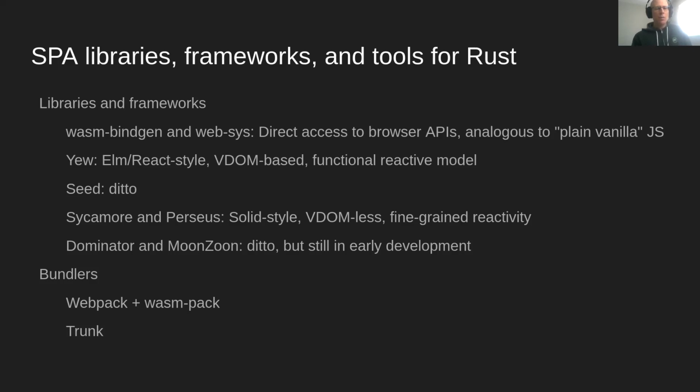And then down here we have Sycamore and Dominator, and Perseus is built upon Sycamore to add more features, with a similar relationship between MoonZoon and Dominator. These are inspired by Solid.js. If you're familiar with that, it's maybe a lesser known JavaScript framework for developing single page apps. Its big selling point is there's no VDOM, and that tends to make it more efficient for certain kinds of operations. Broadly speaking, the Elm and React style is a bit easier to program in. The Solid style is a bit less easy, but tends to be a little more performant.